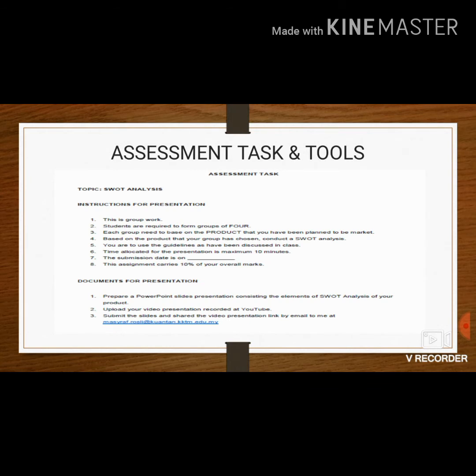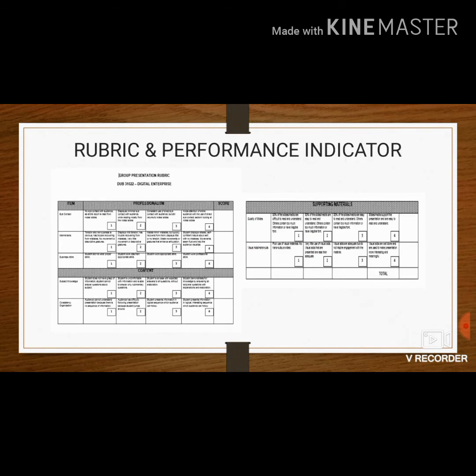Next we go to the slide of the rubric and performance indicator. The group presentation rubric involves three major elements to be evaluated. Each element consists of several items to be analyzed. If we look at these slides, the first element is professionalism, which has three items to be analyzed. The second element is content, with two items to be analyzed, and the last element is supporting materials, which also has two items to be analyzed.